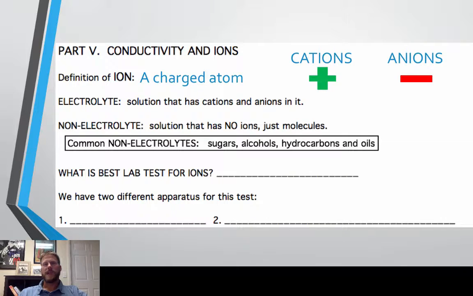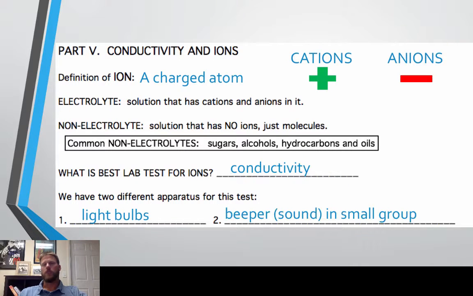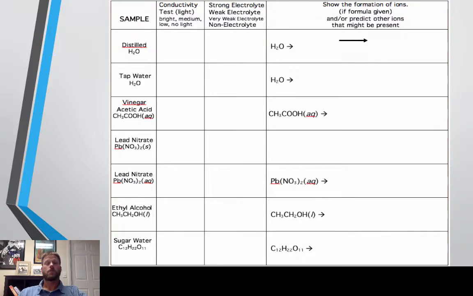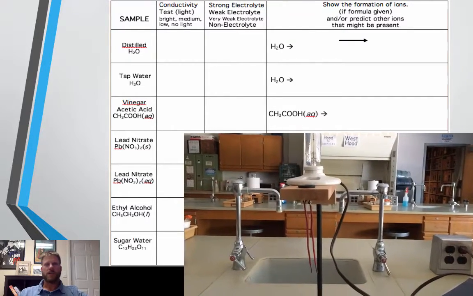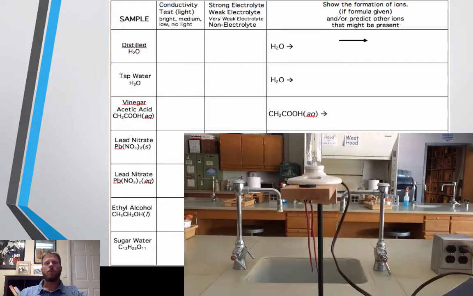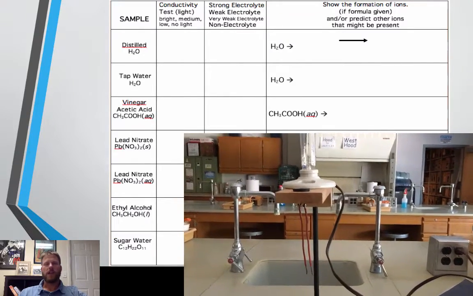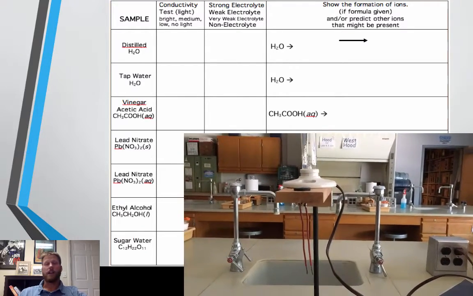In the lab, how do we test for ions? Well, we test the conductivity. If a solution has ions in it, it will conduct electricity. We can test this two ways. We can do it with light bulbs, or in small group, you're going to do it with a very annoying beeper. So we're going to test the conductivity of a few samples and determine whether they are electrolytes or non-electrolytes. We're going to use this light bulb, and if a solution is an electrolyte, then it's going to be a very bright light. If it's a weak electrolyte, it's going to be a very dim light, and if it doesn't light up at all, it's a non-electrolyte.